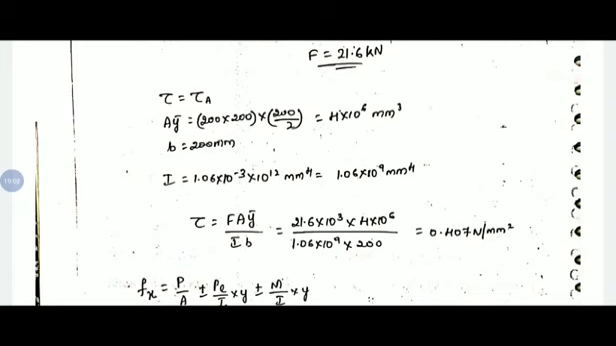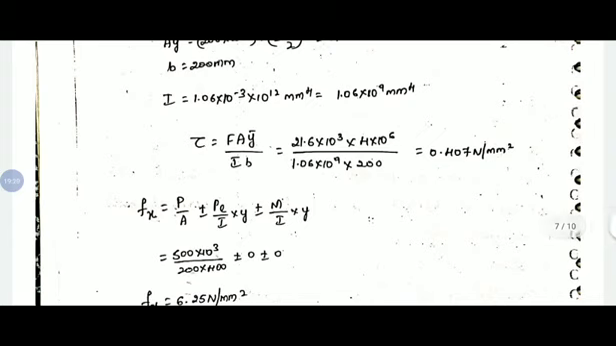Tau equals F AY bar by IB. On substituting we will get 0.407 Newton per mm square. Then Fx equals, here we need to calculate both maximum and minimum principal stresses. So we need to consider both plus or minus.